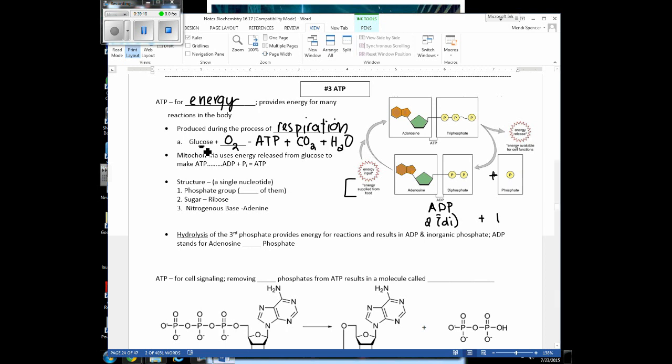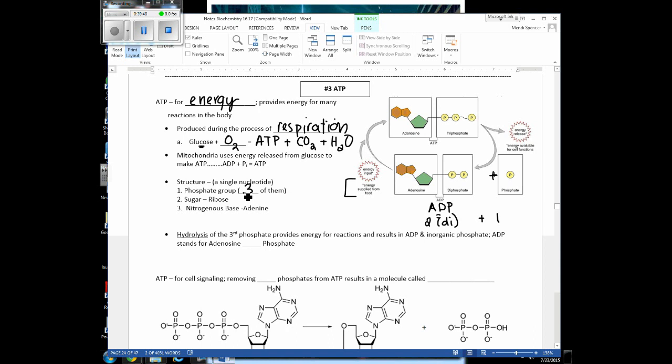So let's take a closer look at the structure of ATP. It's actually a single nucleotide. It's not a macromolecule. It's not a big molecule like DNA. DNA can be like 4 billion nucleotides long. So it's a huge molecule. But ATP is just a single nucleotide. It's got a phosphate group, it has a sugar, and it has a base. But instead of just having one phosphate group, it actually has 3 of them.